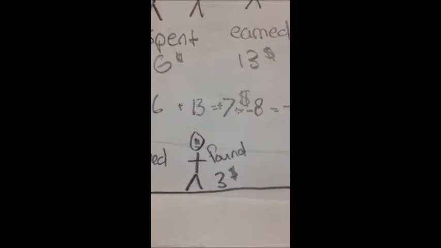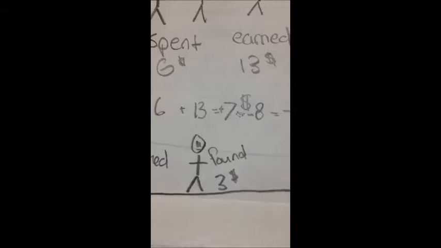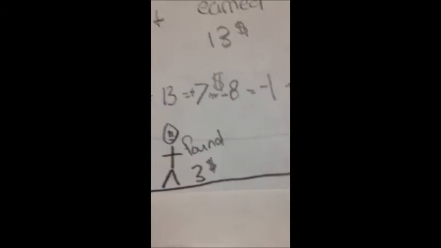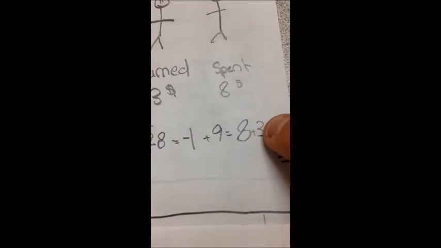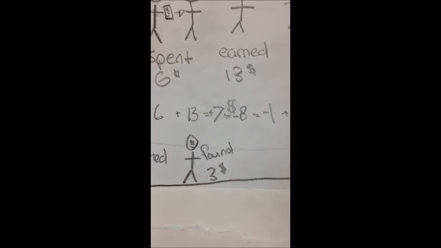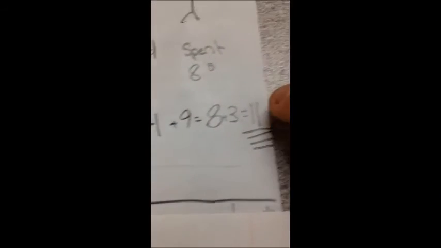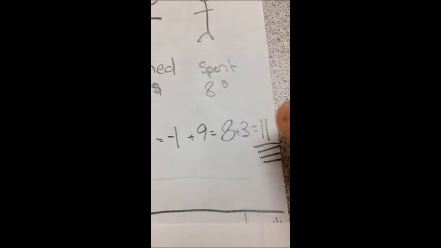And then Tim was searching around the bathroom for no apparent reason, don't know why, Tim's weird, and he found $3 in the bathroom. And that's the end of Tim's week. So after all that has happened, Tim had $11 because 8 plus 3 equals 11.